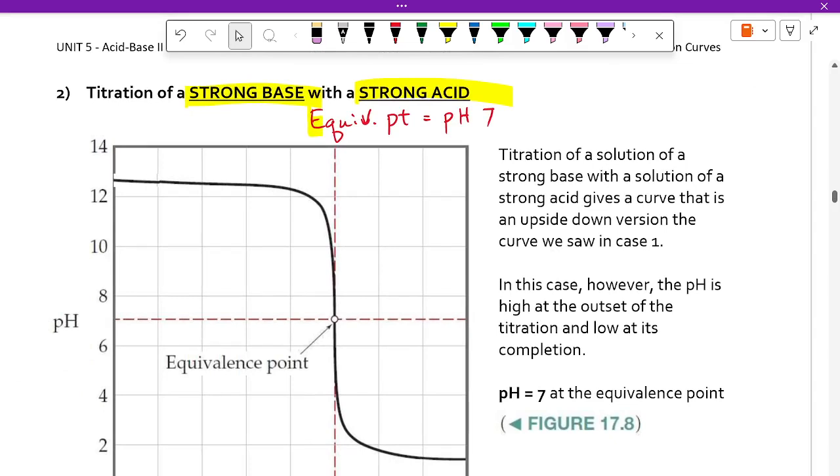Okay, and it basically just looks upside down of what we saw for a strong acid titrated by a strong base. So that's it. Not very much different. Starts high, finishes low. Excess base. Only NaCl. Excess acid. And that's basically it. Okay? So you should be able to recognize, from a curve just presented to you, is it a strong acid titrated by a strong base, or is it a strong base titrated by a strong acid? Okay?